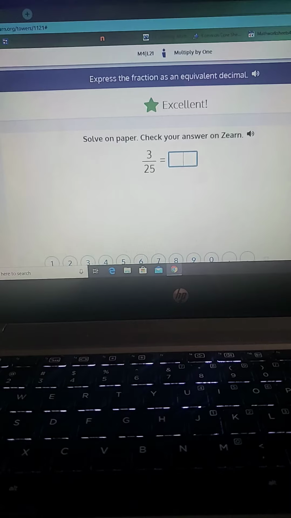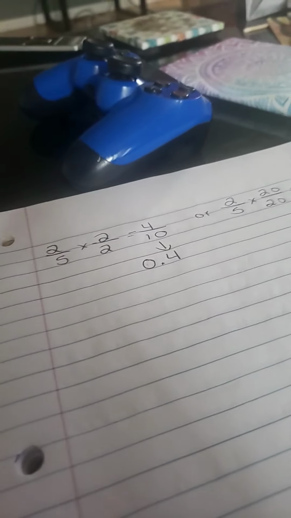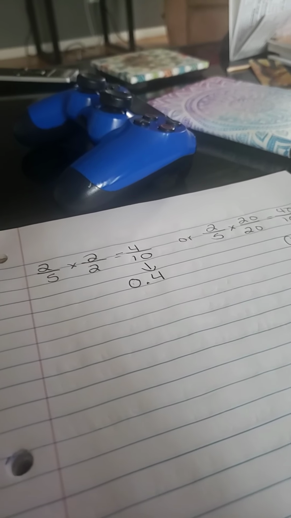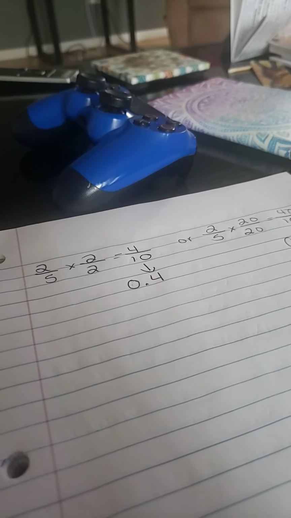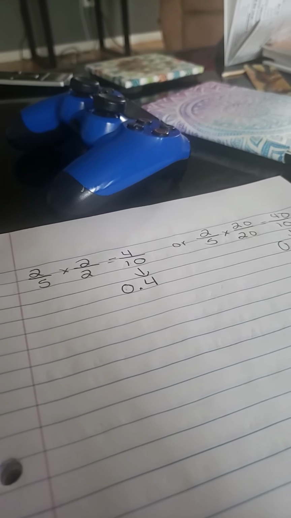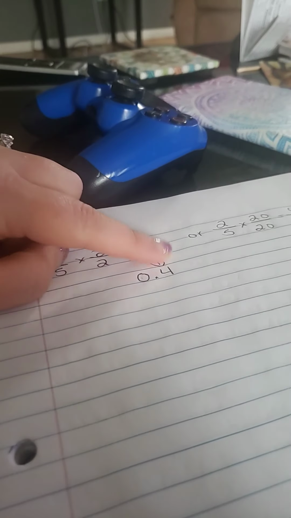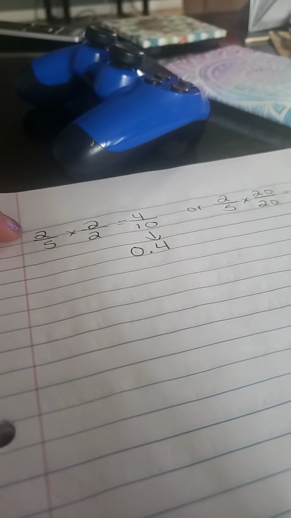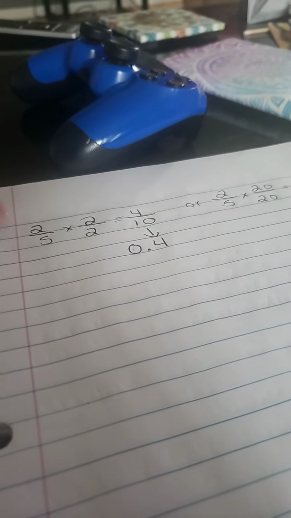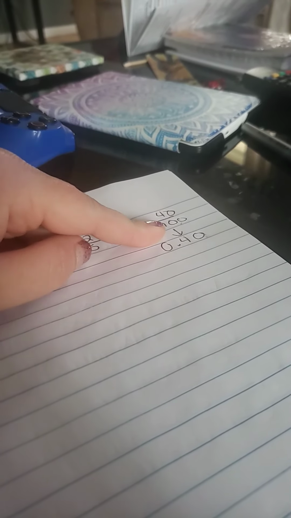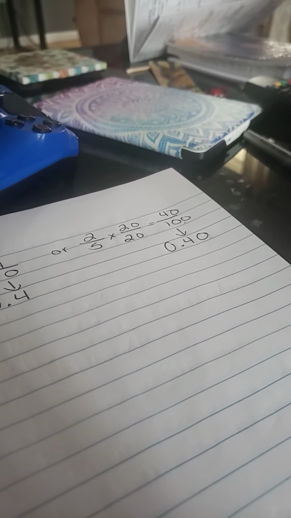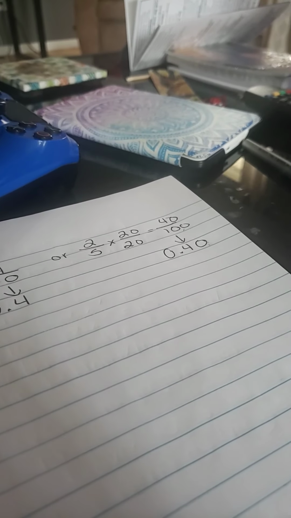Now, for your problems, you guys might have different numbers. Let's just say you have 3/5, or you have, I don't know, 7/10. Whatever it is, you have to change this to be over 10 or over 100. No matter what this original fraction is, mine happened to be 2/5, but whatever your original fraction is, make it be over 10 or make it be over 100. It is up to whatever you guys want to do, but whatever your original fraction is, change that to have a denominator of 10 or a denominator of 100.